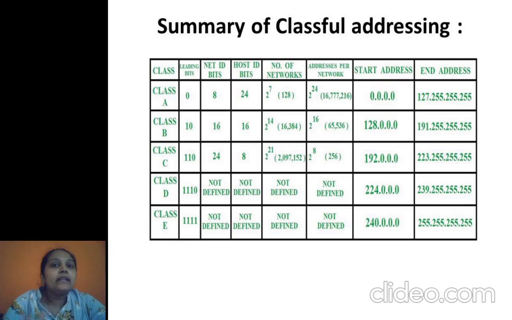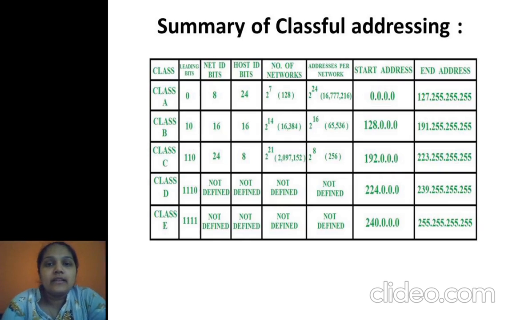The second thing is the net ID. The net ID depends on how many leading bits are used in the class. In class A, no actual leading bit is used, only 0 is placed in the leading bit, so the net ID is 8 bits. Class B is 16, class C is 24. For D and E classes, no net ID and host ID is actually used, only the start address and end address.